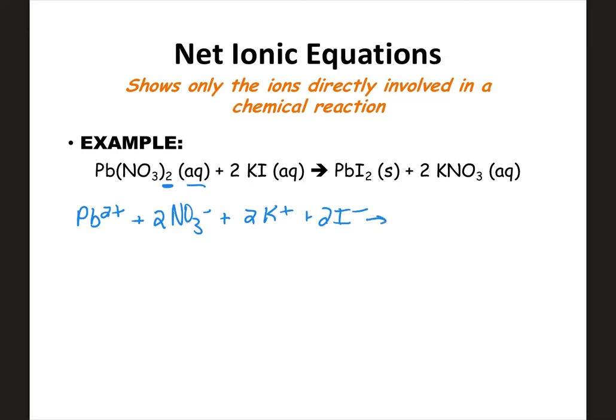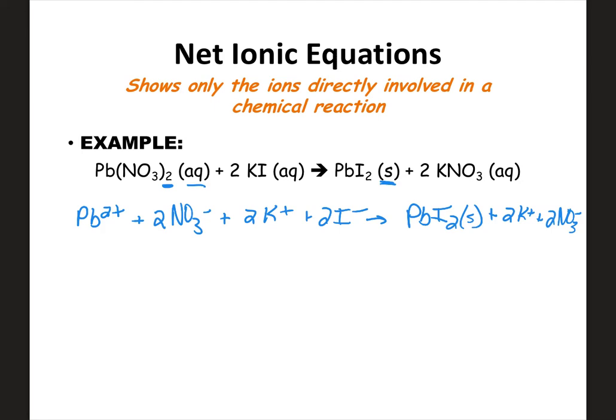Then when you get to your PbI2, it's listed as solid. So when you put that in water, it does not dissociate. It does not dissolve. So it stays as PbI2, and you must include the solid to indicate that that's why it's not dissociating. All right? And then we have the 2KNO3. It's aqueous, so it's going to rip apart into its ions: 2K+ plus 2NO3 minus here.